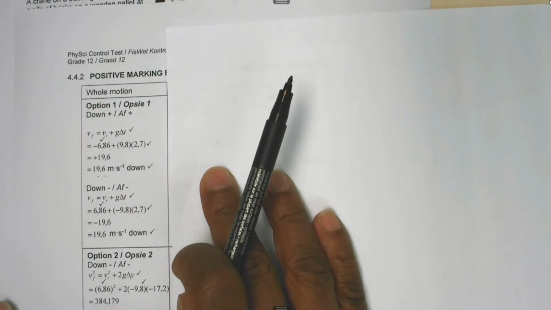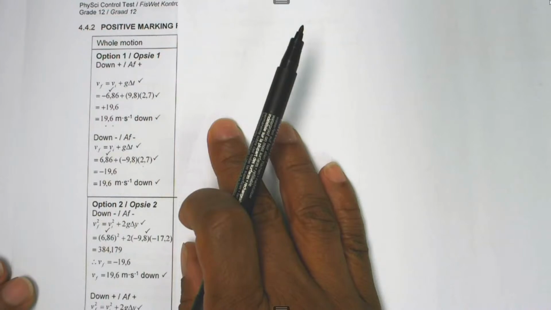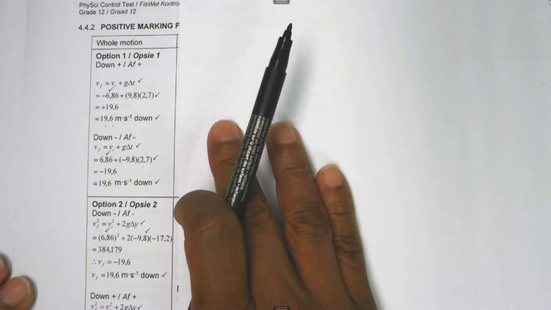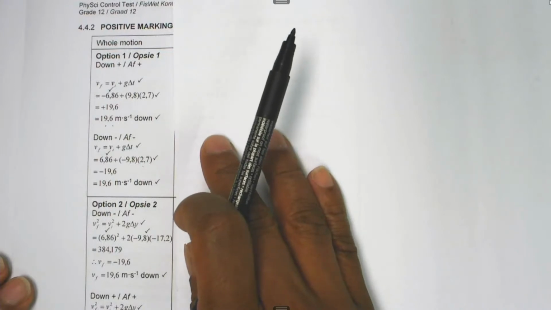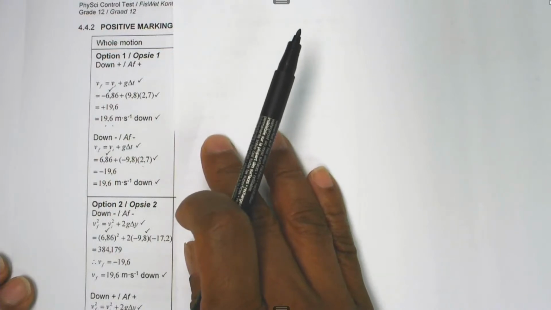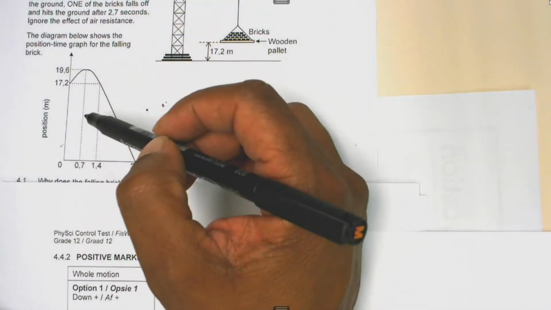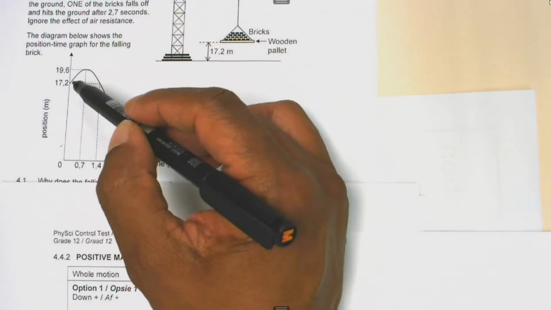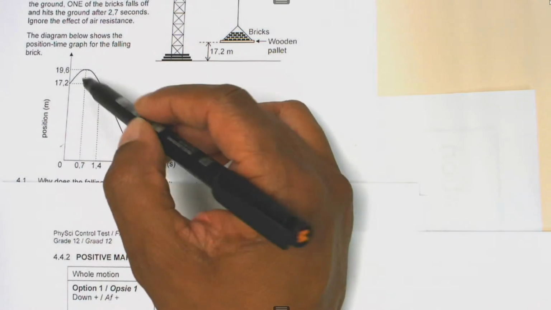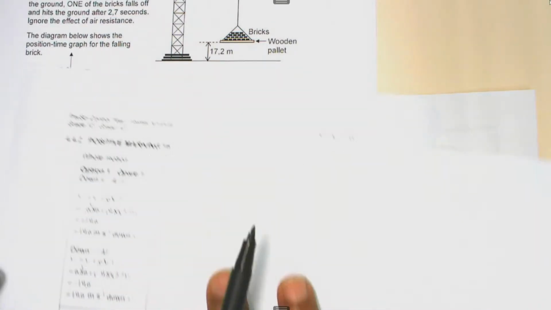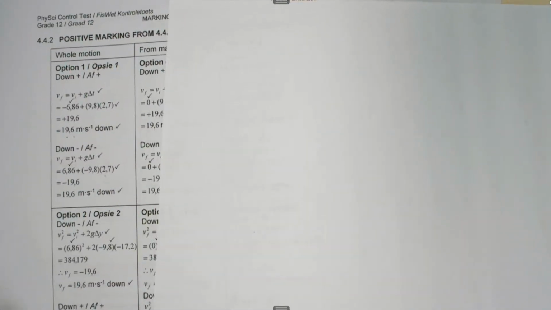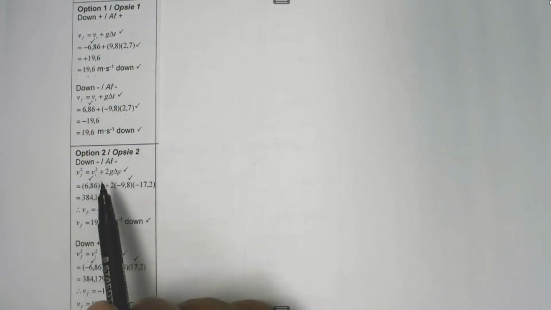Okay. Now let's look at the next option. We are still going to calculate the V. What is it that we are having here? The velocity with which it hits the ground, right? Now if you look at this trajectory of the ball, we are taking it as a whole motion. But instead of using the time, we are now using the displacement, or the position. Now let's look at it. We are saying downwards is negative. That is option number 2. Now which formula are we using?